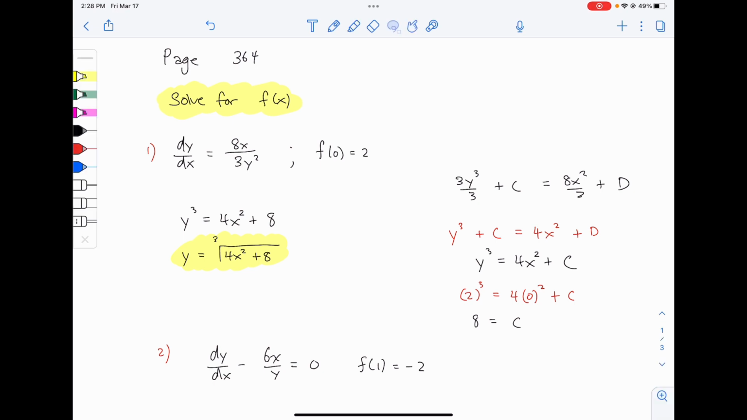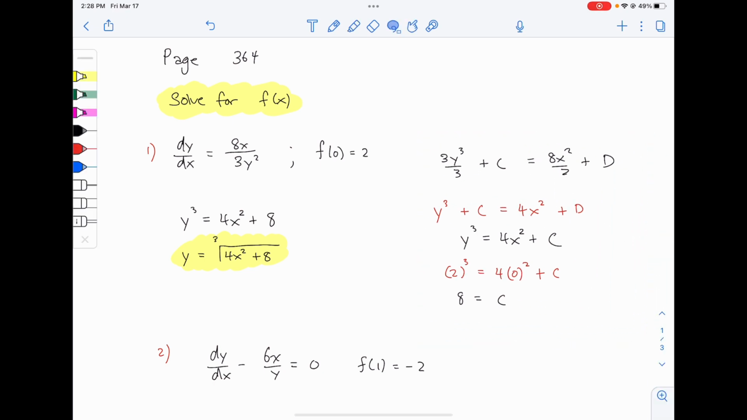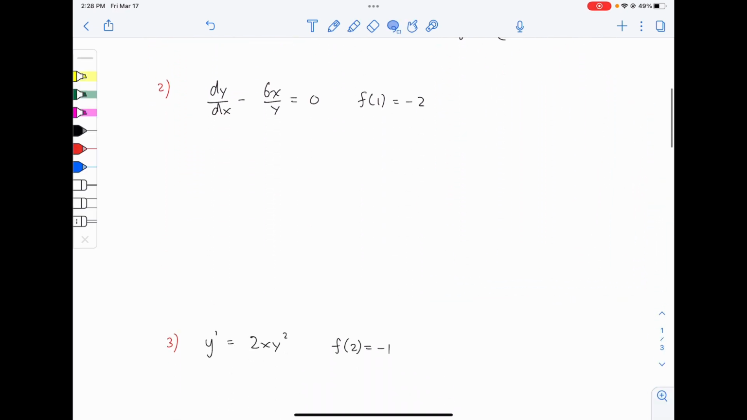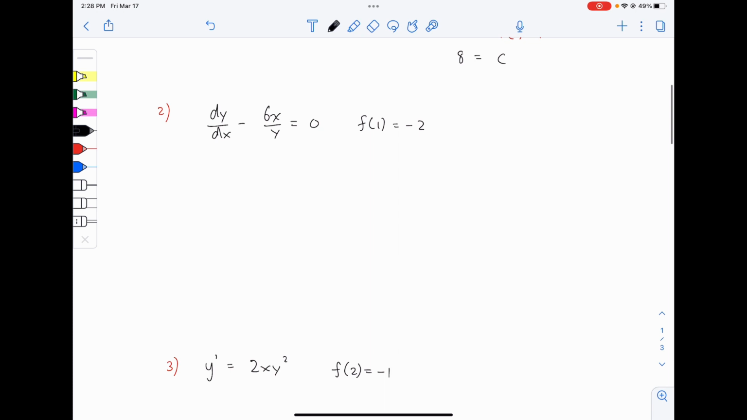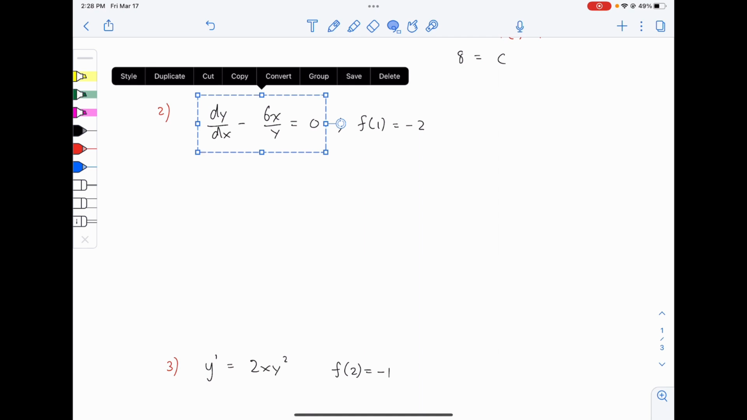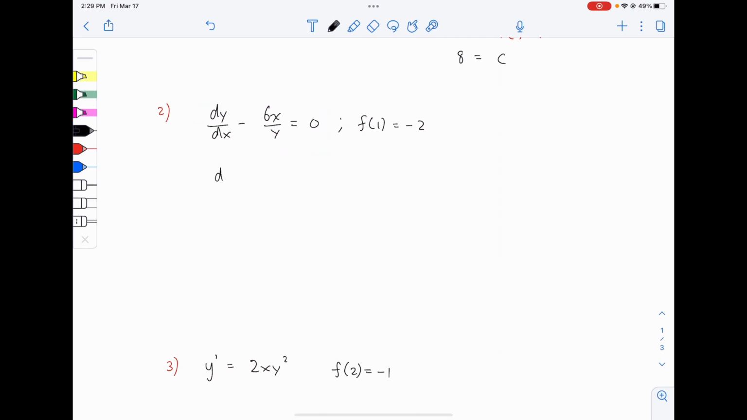Now, it gets a little bit trickier, and this usually stumps students when it's on the AP exam, because they do all that work and they forget to check for certain questions. So what I mean by that is, let's go over this over here. dy over dx minus 6x over y is equal to 0, and I know that f of 1 is equal to negative 2. First thing I'm going to do is add 6x over y onto both sides. So 6x over y.